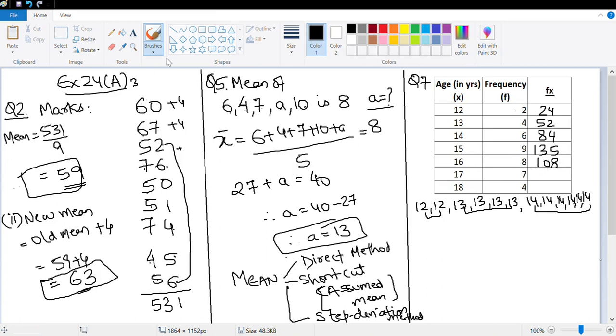No, not 108. 80 plus 48 is 128. My mistake. 17 into 7, that's 70, 49, that's 119. And then the last one is 4 into 18, that's 40, 32, that's 72. Let's check. 24, 52, 84, 135, 128, 119, 72. And so the next step, we were adding all of them up. Similarly, now we will add all of them up, and this is what we call summation fx.